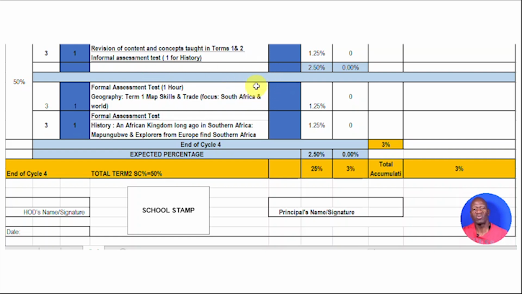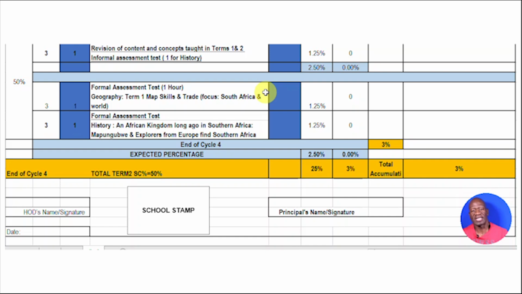But what will happen is that the HOD is going to look at the completed tool and complete his own tool again, looking at what the teacher has indicated in terms of the topics and the number of activities that have been completed. So the ATP will be indicating which topics must be taught in which week. Then the HOD is going to compare the completed educator reporting tool with the ATP. Is the teacher on track, is the teacher behind, or is going exactly at the pace of the ATP?